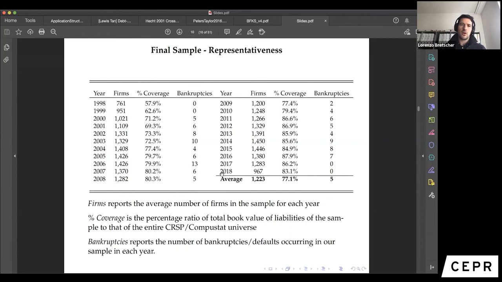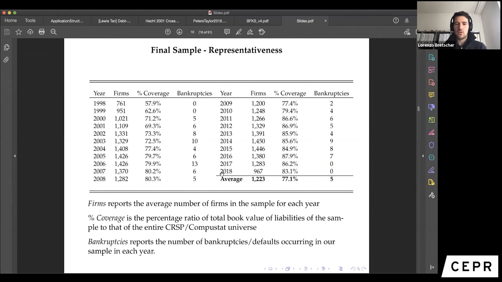Now we want to say something about whether our sample is representative with respect to the CRSP CompuStat universe. What I tabulate here is for each year, we have the number of firms and the number of bankruptcies. That's just for your interest. And then we have a variable called percentage coverage. Percentage coverage is the sum in a given year of total liabilities in our sample for all our sample firms divided by the sum of total liabilities in the CRSP CompuStat universe.